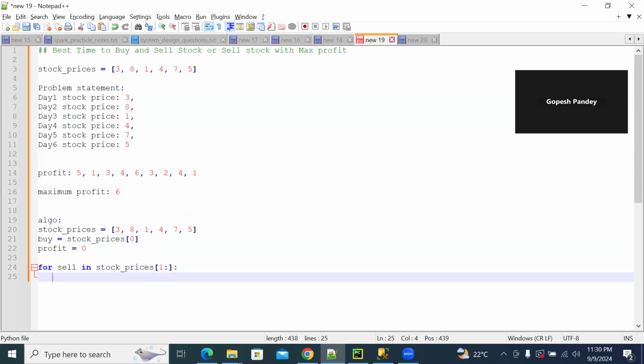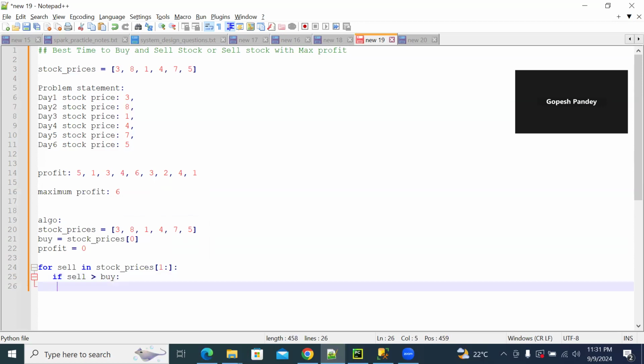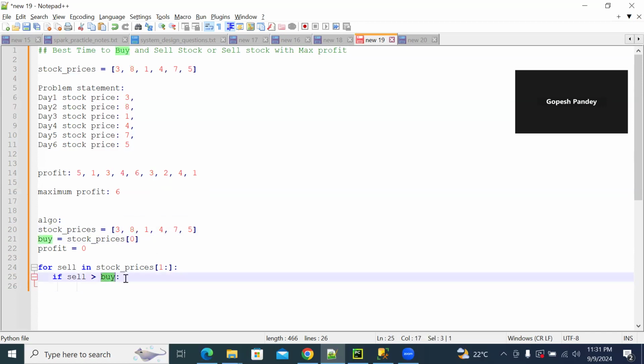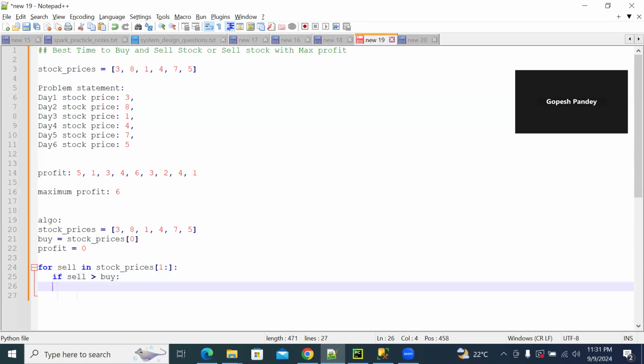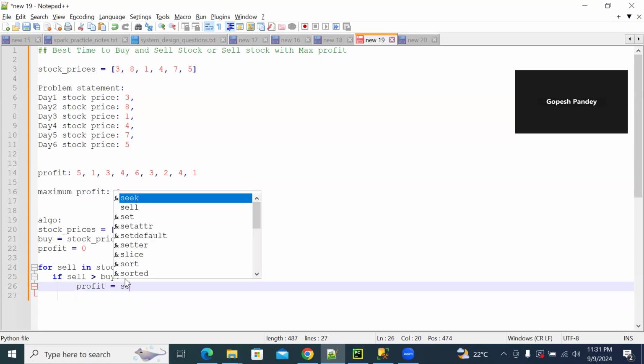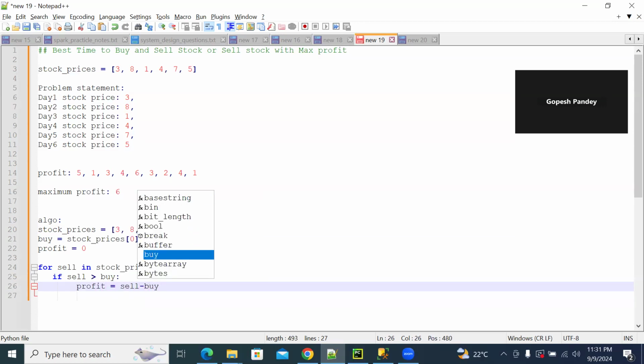Now, whatever element you are getting, here you write just one condition: if sell is greater than buy. In this case, for example, buy amount is 3 here and sell amount is 8 here. So 8 is greater than 3, which is true. Now you have to get the profit. How will you get the profit? For profit, you have to basically do sell minus buy. Sell minus buy, you got the profit. But this is not all, friends.